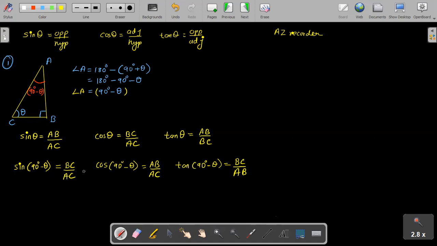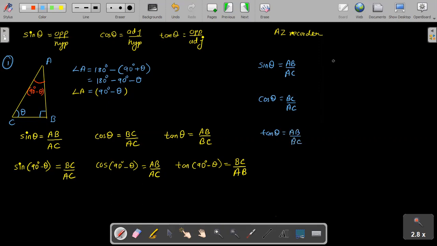Now when we see this value, do you think some values are the same? Do some values look the same somewhere? Yes, ma'am. AC. Not like that. Let me just write it here. Maybe in blue color, maybe you'll understand here better. I will write it like this: sine AB upon AC. Okay, and then cos theta is BC upon AC, and tan theta I got AB upon BC.